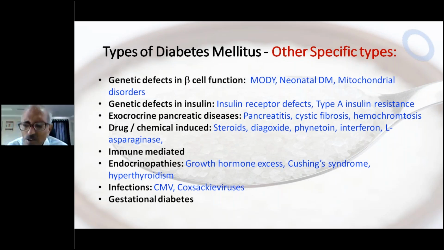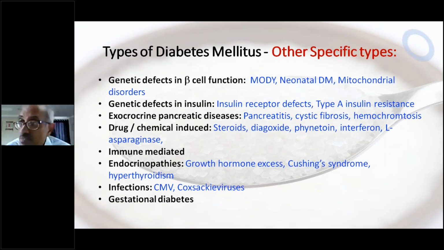Cystic fibrosis affecting the pancreas is again also affecting the islet cells. Hemochromatosis is an iron storage disorder, either idiopathic, genetic, or acquired. Here also, iron deposits in the pancreas, ultimately destroying the pancreatic islet cells and causing diabetes. There is also drug-induced diabetes. Known drugs are diazoxide, corticosteroids, phenytoin, interferon, L-asparaginase, antimetabolites, and pentamidine. These are all the drugs attributed to drug-induced diabetes.